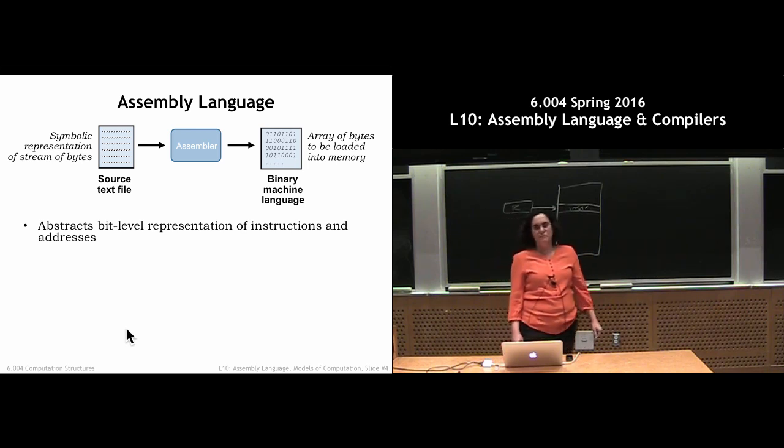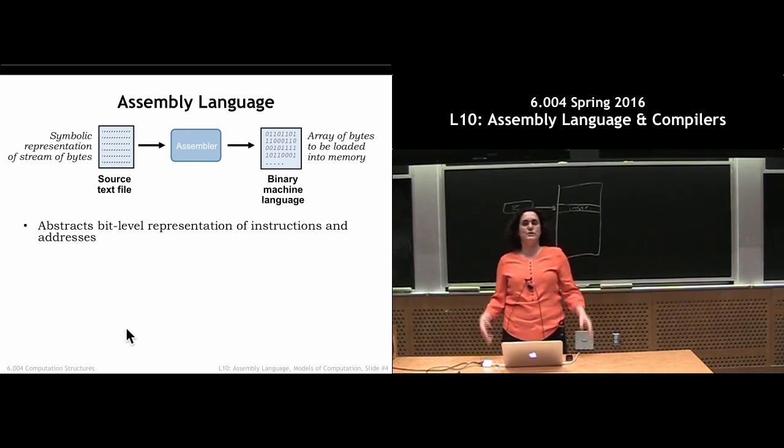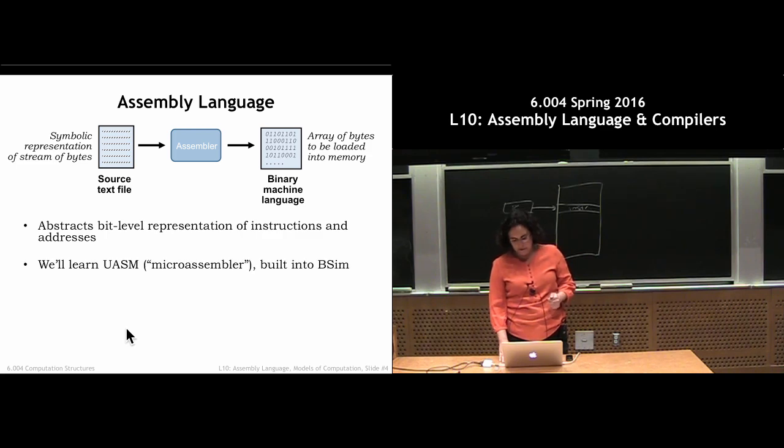So the most important value of the assembler is that it abstracts away this bit level representation of instructions. And in addition, we're going to see in a second that it also abstracts away the bit level representation of addresses. So for addresses, we're going to be able to use labels, which are just symbolic names, rather than having to keep track of them in terms of numbers.